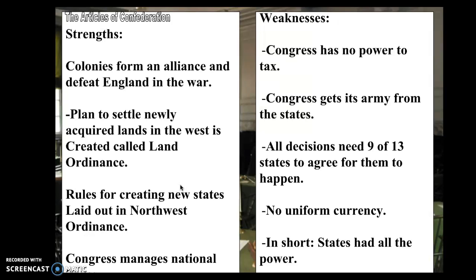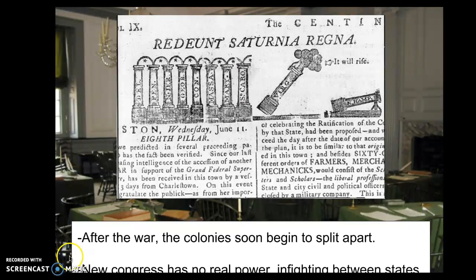So the states had all of the power. The states were extremely powerful. They're independent governments. It was almost like having 13 individual countries. So after the American Revolution, the colonies are starting to fight and argue, and they can't get anything done because there's just not a strong enough federal government.